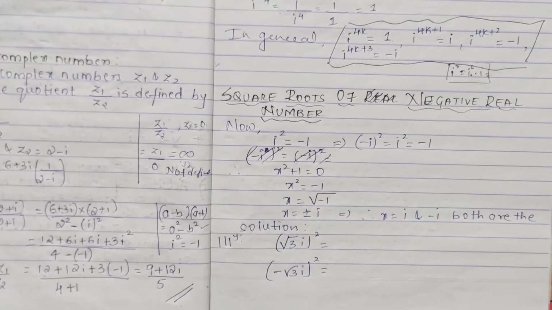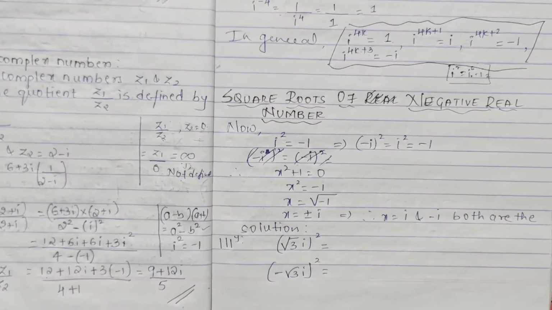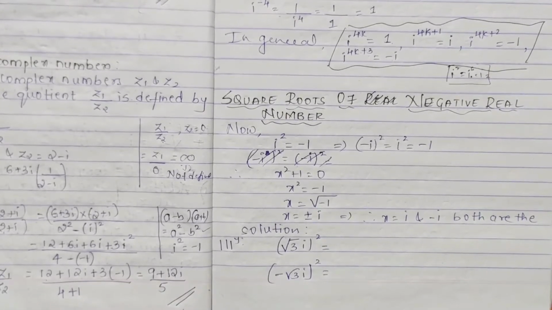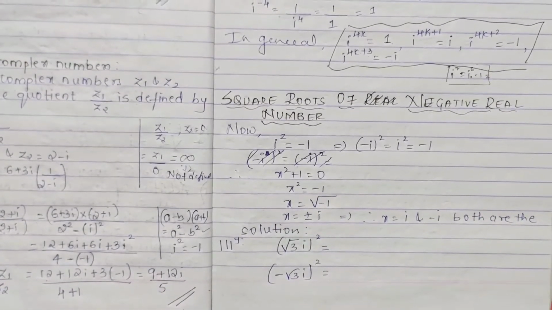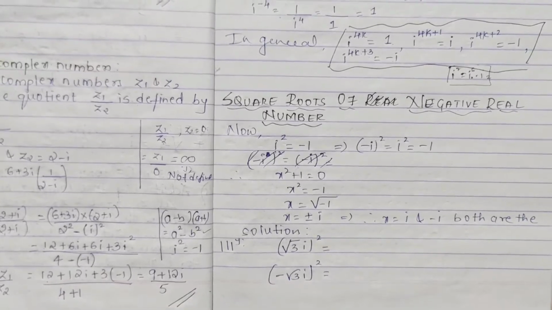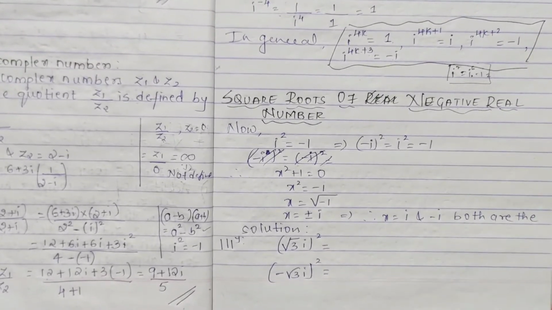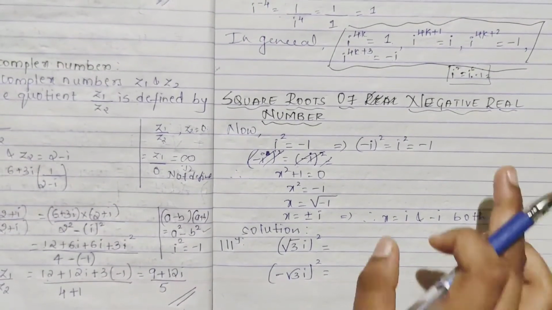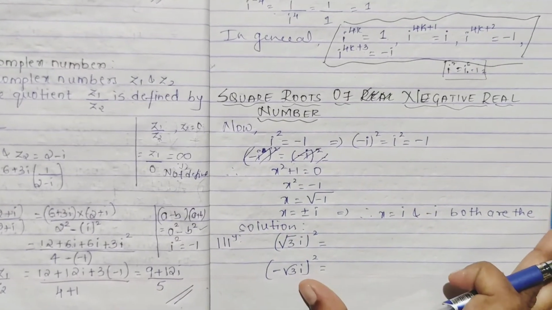Hello students. Till yesterday we have done the algebra of complex numbers. Next I will proceed to the square root of negative real numbers. Now, what will the square root of a negative real number be? You see.